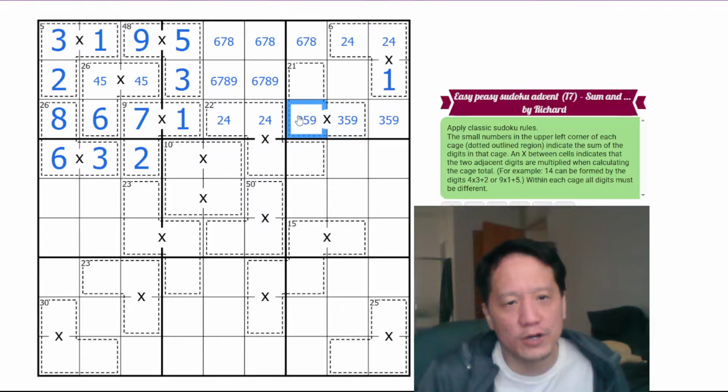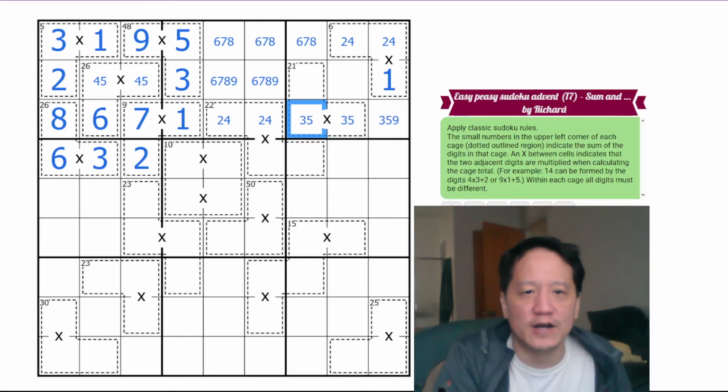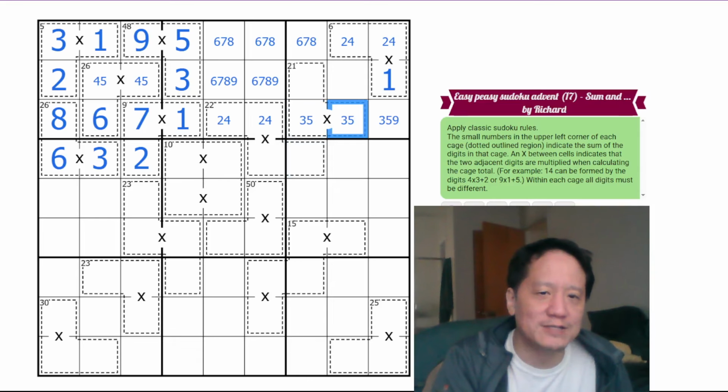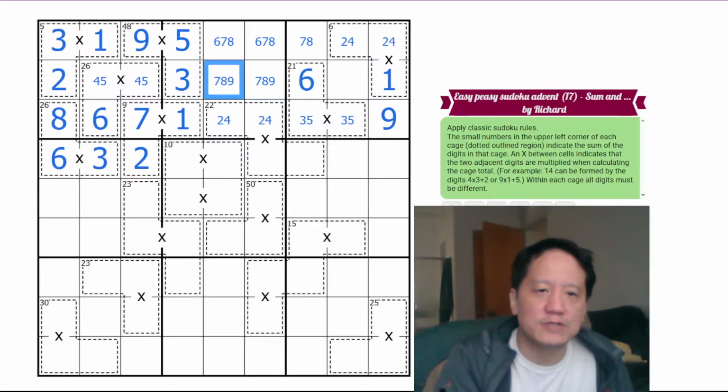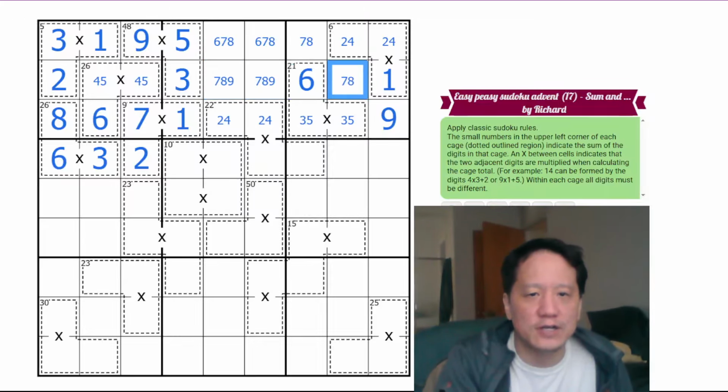Well, what is the only pair of digits that multiply to a number that's less than 21? 3 and 9 already multiply to 27, so that doesn't work. And 5 and 9 multiply to 45, so that doesn't work. So this must be 3 and 5, which multiplies to 15. 15 plus 6 adds up to 21. So this is 6, which eliminates 6 here. This can't be 3 or 5. This is 9. This cannot be 6. So this has to be 7, 8, and 9, and this is 7 or 8 there.